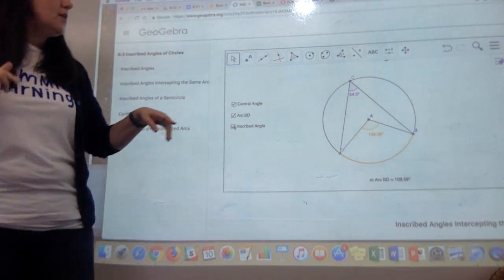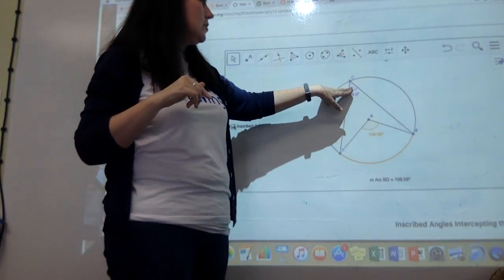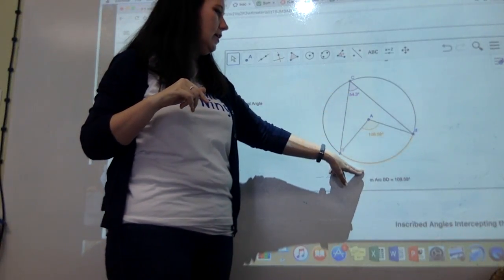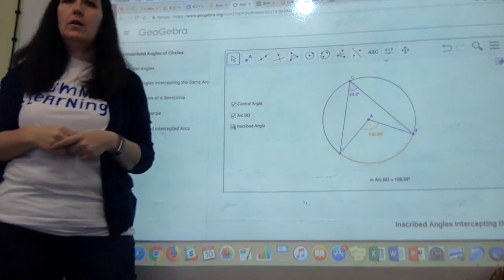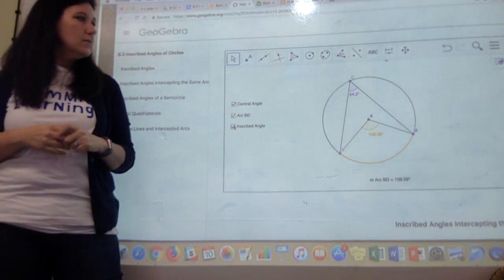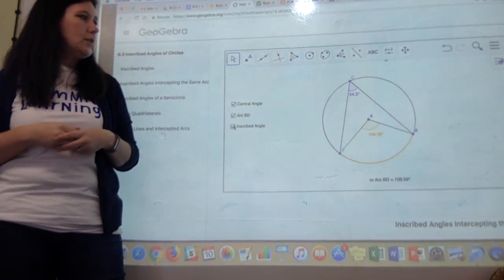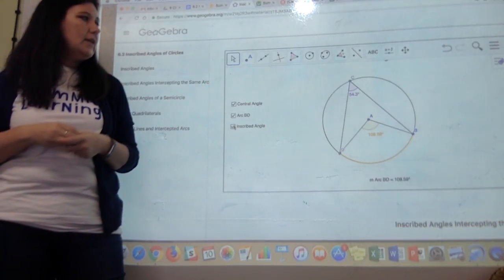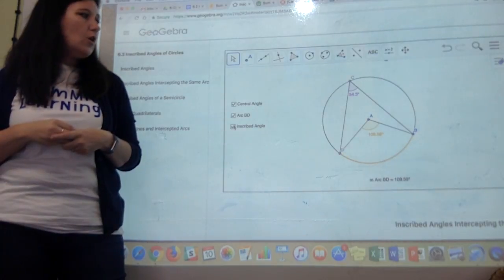Do you notice a relationship between the inscribed angle and the arc? It's always half. Yeah, 54 and 108, it's double. It is half. It is always half.